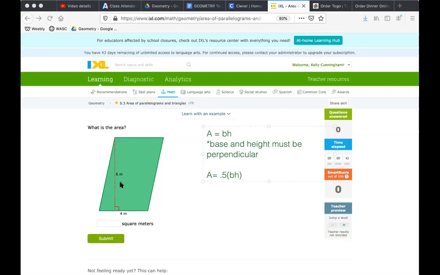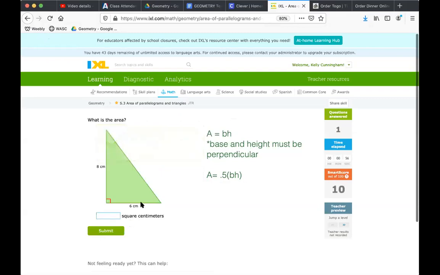All right, so for this guy here, this is a parallelogram. They gave me my base, which is 4, my height, which is 6. 6 times 4 is 24. So I would keep it simple. So parallelograms are just the same as rectangles. They're just shifted rectangles. Okay, so for this triangle here, it would be area is 1/2 of 8 times 6. So that would be 1/2 of 48, which is 24.